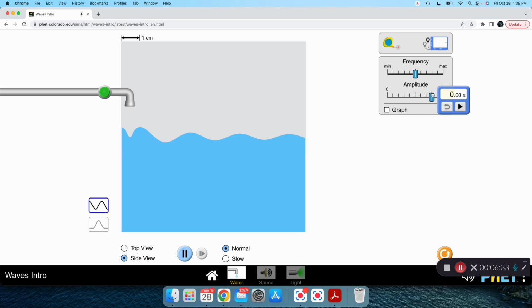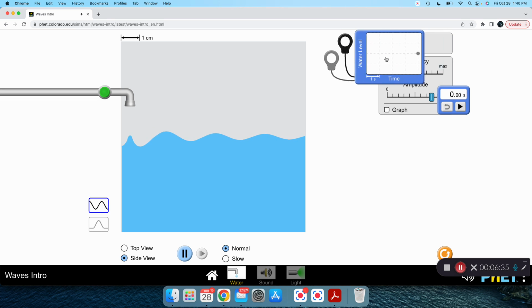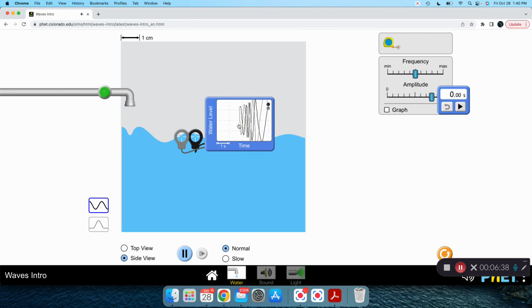And I could graph these out. So here I'm graphing out the height at this particular position as a function of time. So up, down, up, down. So we can see that graph. The time between one crest and the next is called the period.